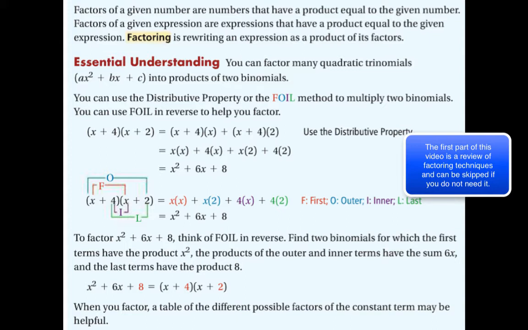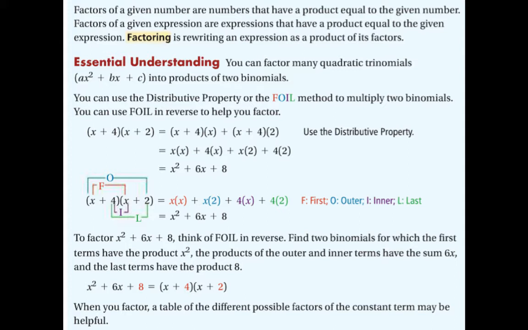You can factor many quadratic trinomials in the form ax squared plus bx plus c into products of two binomials. You can use the distributive property or the FOIL method to multiply two binomials. You can use FOIL in reverse to help you factor. So for instance, the binomials x plus 4 times x plus 2 show us how we would multiply those out. We would get x squared plus 6x plus 8. And then the reverse of FOIL shows us the FOIL process there.